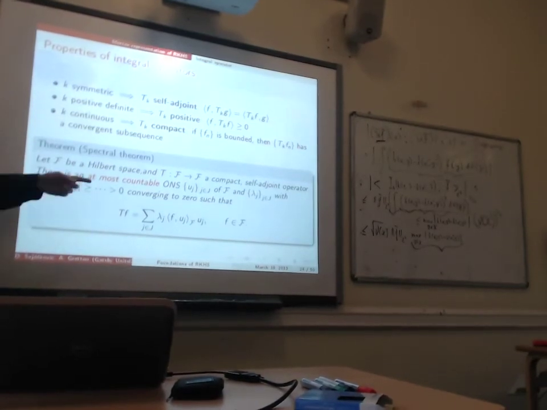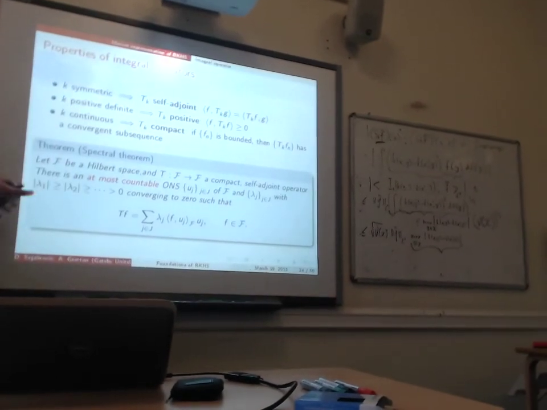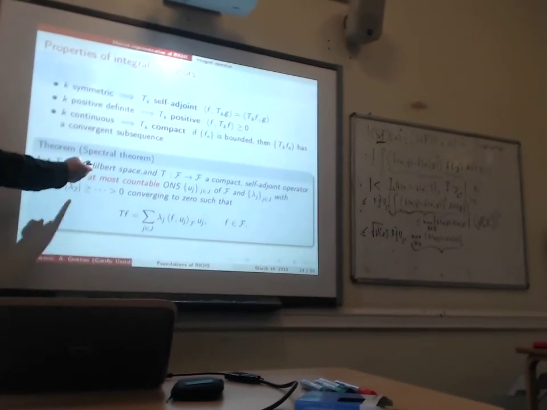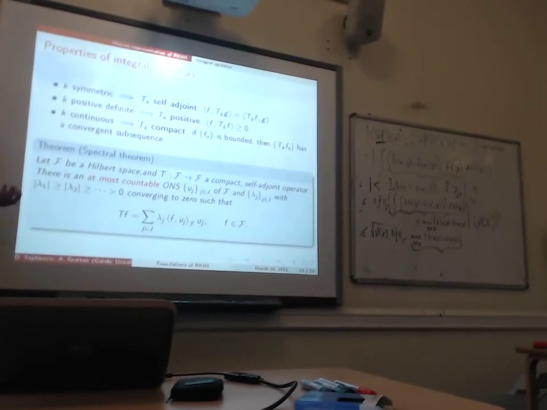So, you get this at most countable because the operator is compact. Otherwise, you cannot actually expand this in terms of a countable basis. But obviously, if a Hilbert space is separable, then it has to be a countable orthonormal set.